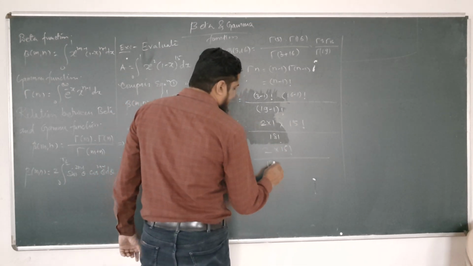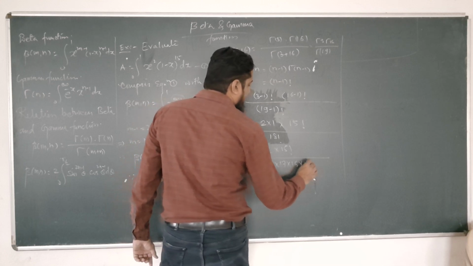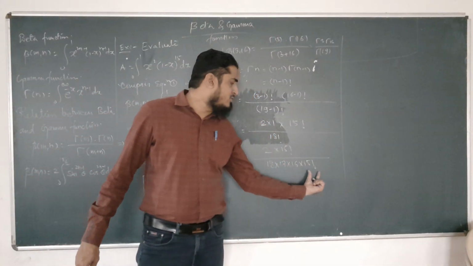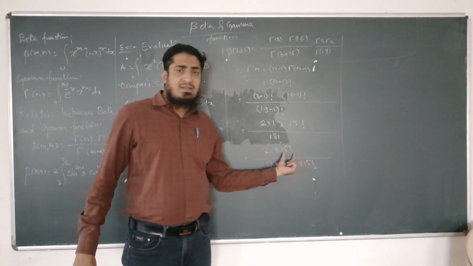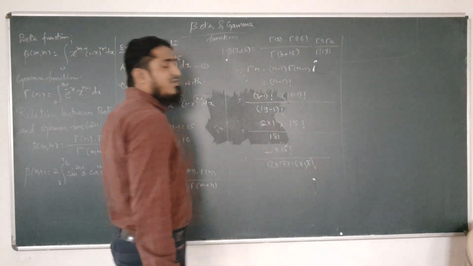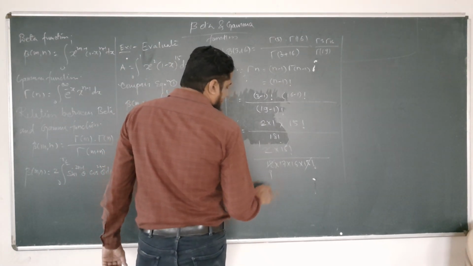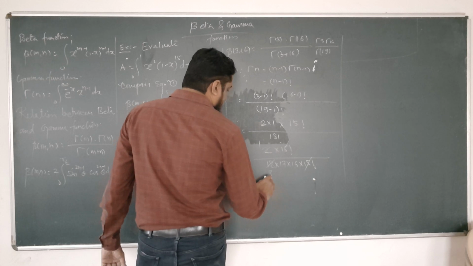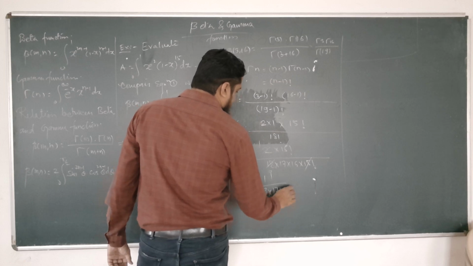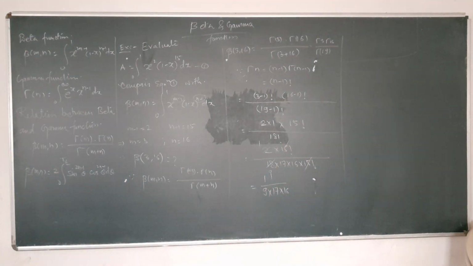18 factorial is 18 into 17 into 16 into 15 factorial. We are stopping at 15 factorial because we have 15 factorial in the numerator and also in the denominator. So we can directly cut 15 factorial. So we will get 2 as a 2, 2 as a 18, and we will get 1 upon 9 into 17 into 16. Correct? 9 into 17 into 16.